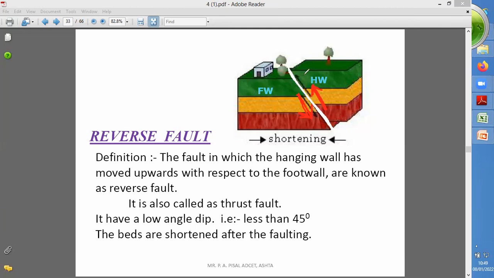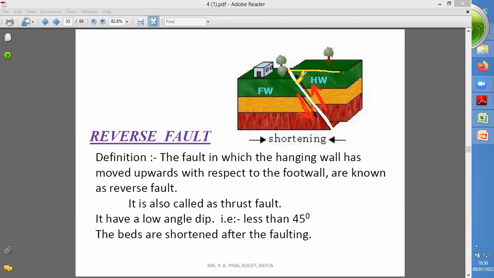And when you look at this angle, which is made by the fault plane with the horizontal layers, this angle is always less than 45 degrees as compared to the normal fault. In the normal fault it is greater than 45 degrees. Okay, and here in the reverse fault it is less than 45 degrees.